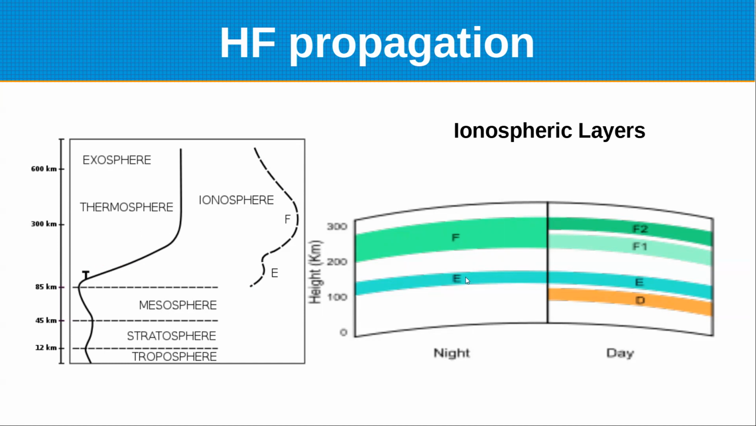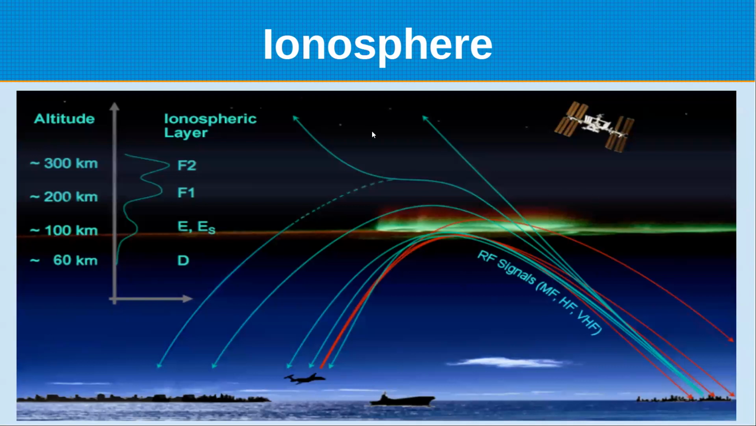This is just another chart showing the same kind of thing. The difference between day and night, where you only have basically the E layer and the F layer at night. This is a prettier one, kind of showing the difference in refraction off of the different layers.